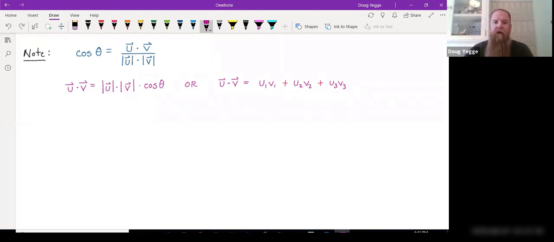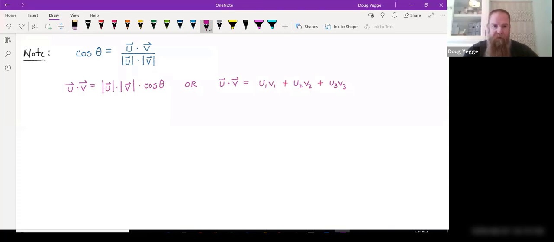Okay? So there are a couple of important things to note about this. One thing to recognize is that if the dot product is negative, we found out that the angle is going to be greater than pi/2, greater than 90 degrees. If the dot product is positive, then the angle would be less than 90 degrees, okay?